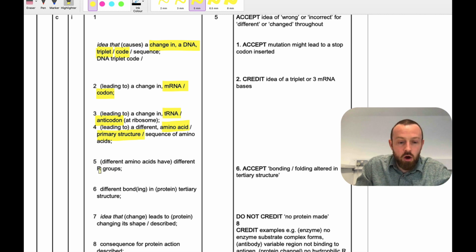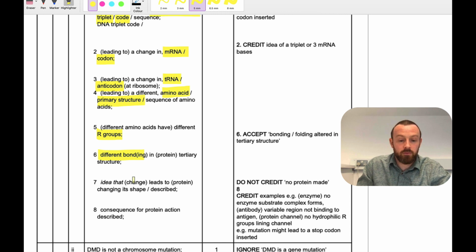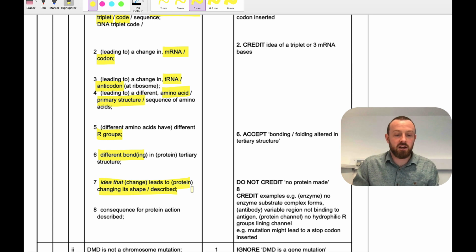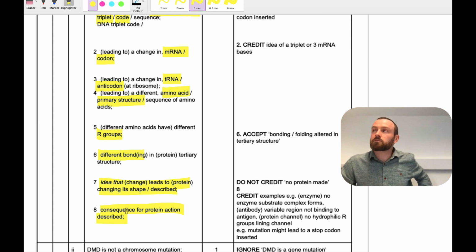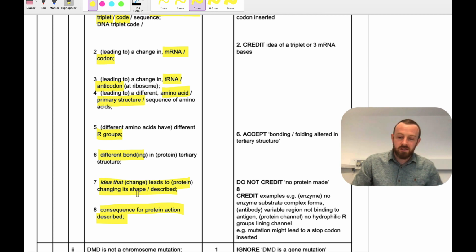I should have mentioned R groups when I went through that just then. There were marks available for talking about the different R groups, which have a different shape and charge. So there's different bonding. And this idea that the change leads to the protein changing its shape. So we could have talked about the hydrophobic and hydrophilic interactions and that kind of stuff. And then there's another mark for just saying that if the protein is the wrong shape, then perhaps if it's an enzyme, its active site would be the wrong shape or something like that.